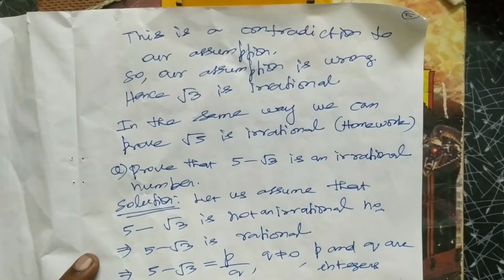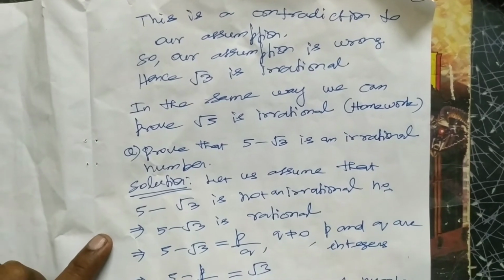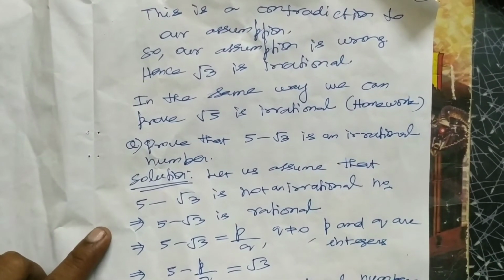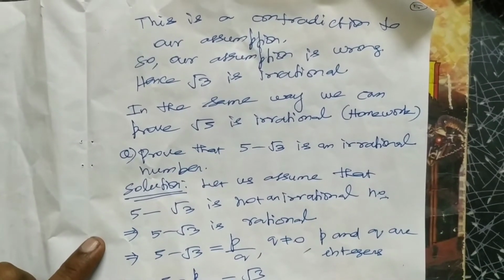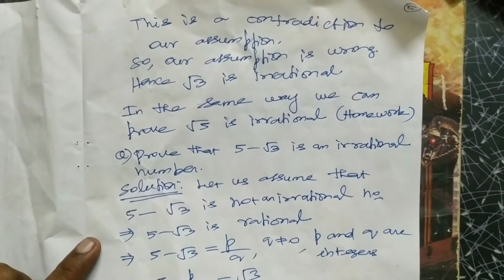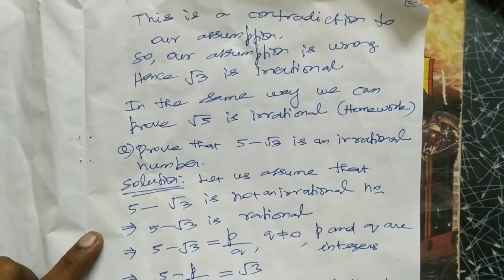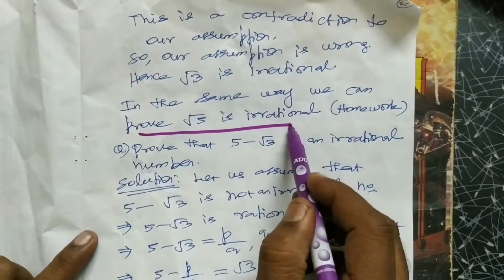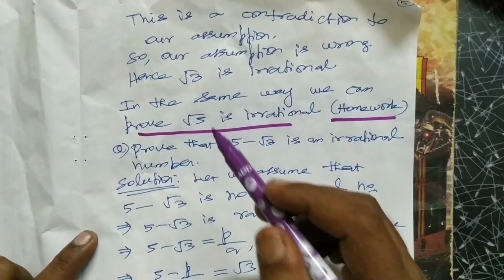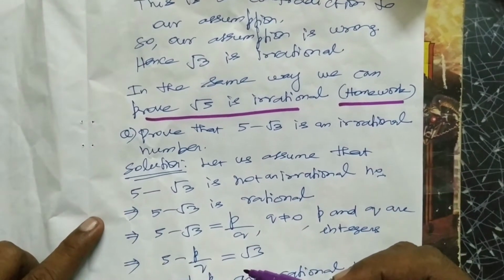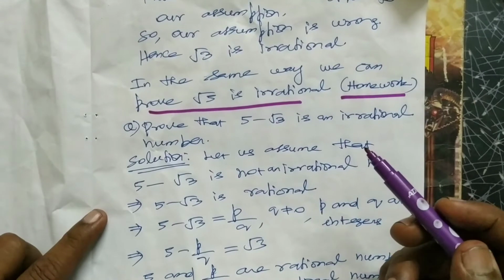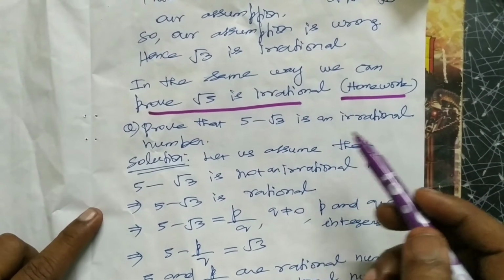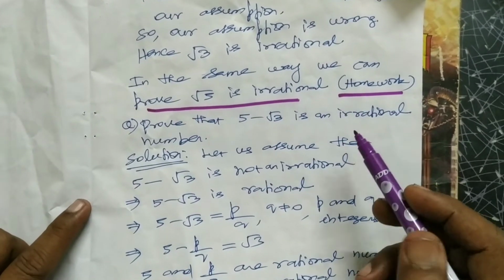Our assumption was that it was rational. Therefore, that is wrong, so which is correct? Root 3 is not rational. Not rational means irrational. In the same way, we can prove root 5 is irrational. You do it as homework. Same steps, ditto. Instead of 3, 5 is going to come. Now, based on root 2, root 3 and root 5, we are going to prove the result.